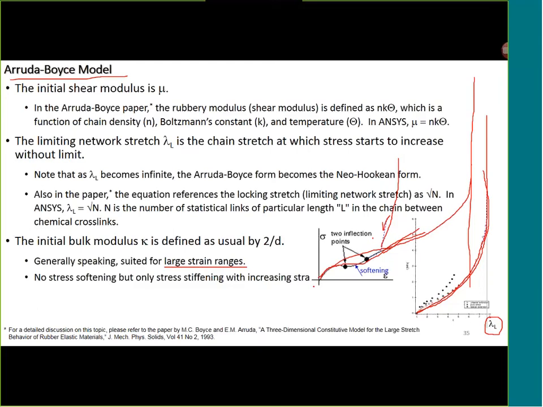Another important limitation of this model is that it is not capable of capturing the softening that happens here in some materials, but it is very good at capturing the stiffening, but not softening. If your product is working in this particular range, then this material model may not be good. But if your product is working in this particular very large strain range, then this material model is the recommended material model.